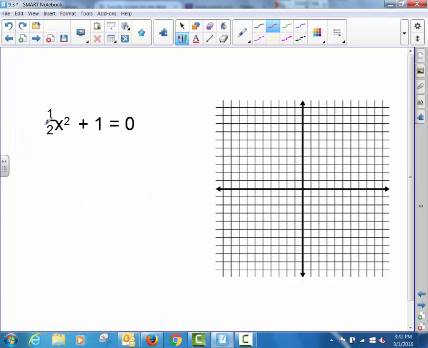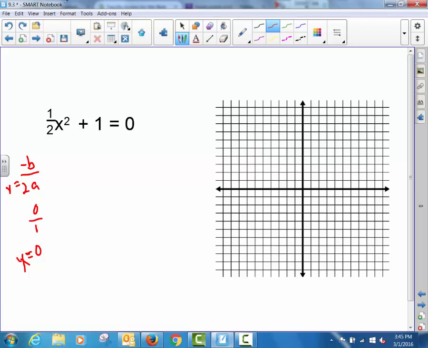All right, and on this one, we've got 1/2 x squared plus 1 equals 0. So we go x equals negative b over 2a. So that will give us 0 over 2 times 1/2 is 1. So that's 0 over 1 gives us 0. So x equals 0. So we come over here and put our mark on x equals 0.